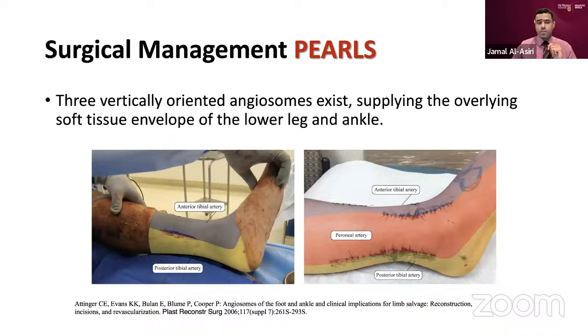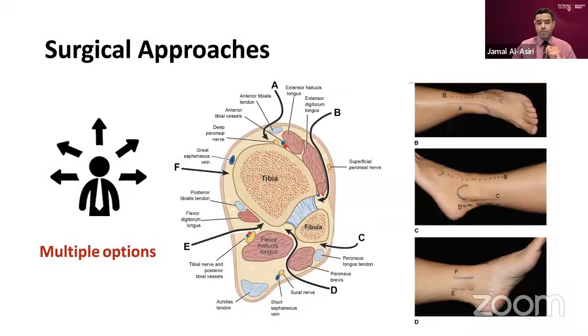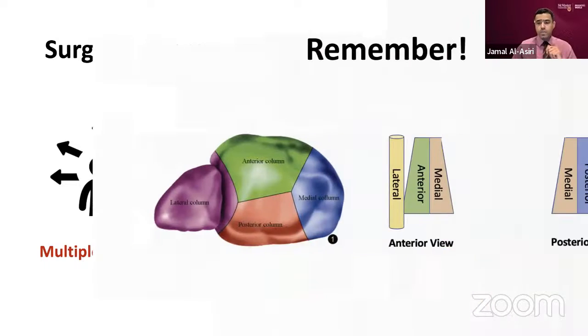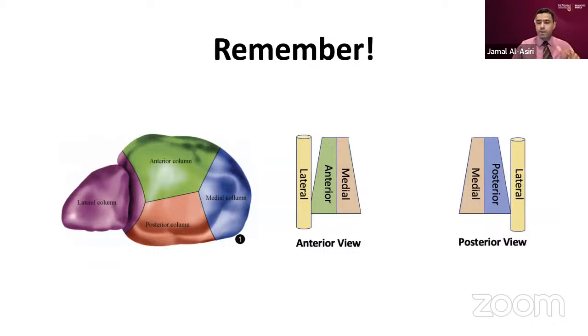Don't forget soft tissue. We talk about the three vertically oriented angiosomes that exist, supplying the overlying soft tissue envelope of the lower leg and ankle. Ideally, you want to be working in between the angiosome areas. Surgical approaches: as we know, there are multiple options, including anterior, anterolateral, medial, posteromedial, modified posteromedial, posterolateral, and lateral. So which one is which? That's why we need to remember: every column needs to be fixed.